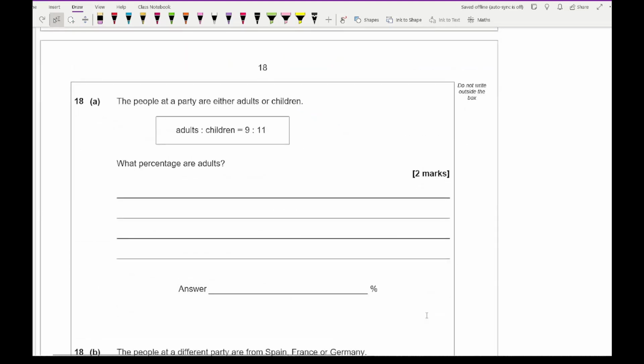Now moving on to question 18a, it says the people at a party are either adults or children. The ratio of adults to children is 9 to 11. What percentage are adults? So first things first, what we need to do is write this as a fraction. So there are 9 adults out of the total number of parts, which is 20. And if I multiply that by 100, I get an answer of 45%.